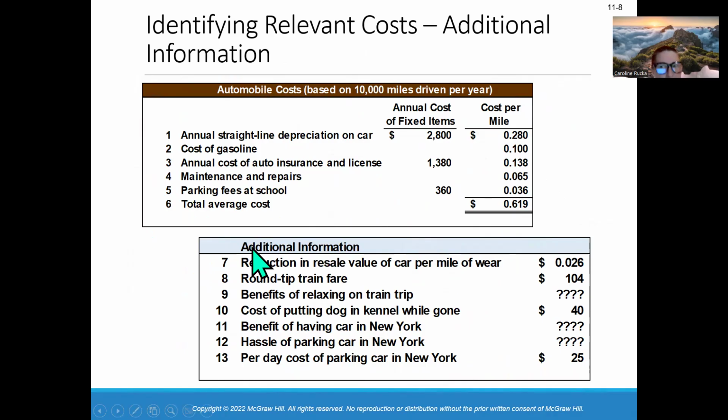So then we have additional information that might inform our decision. Reduced resale value on the car since we put all those miles on it. Round trip train fare. Benefits of relaxing on the train. That's an opportunity cost, right? We can't put a dollar value on that. The cost of putting the dog in a kennel while you're gone, $40. You're going to be gone no matter what, right? Benefits of having the car in New York, that's an opportunity cost. A convenience cost. It doesn't have a dollar value. The hassle of parking your car in New York. And the per day cost of parking a car in New York.